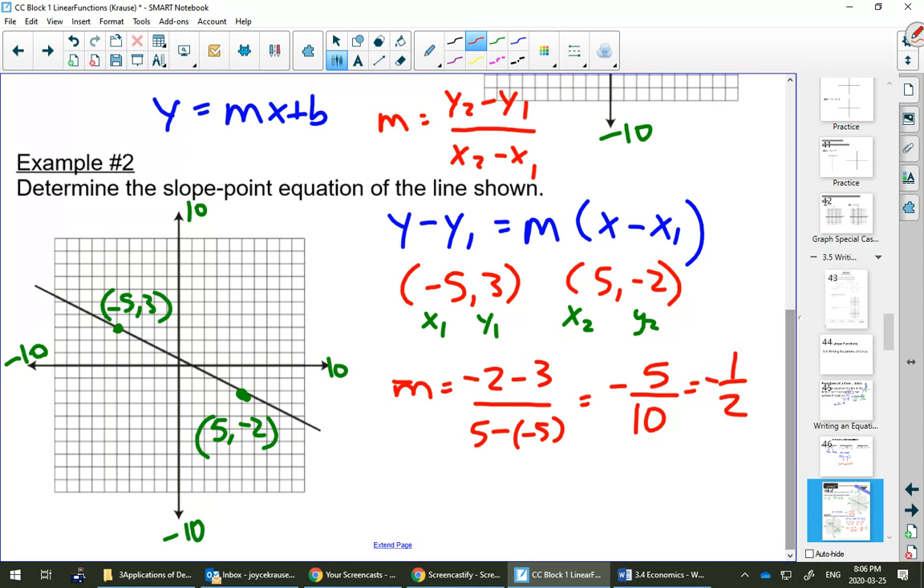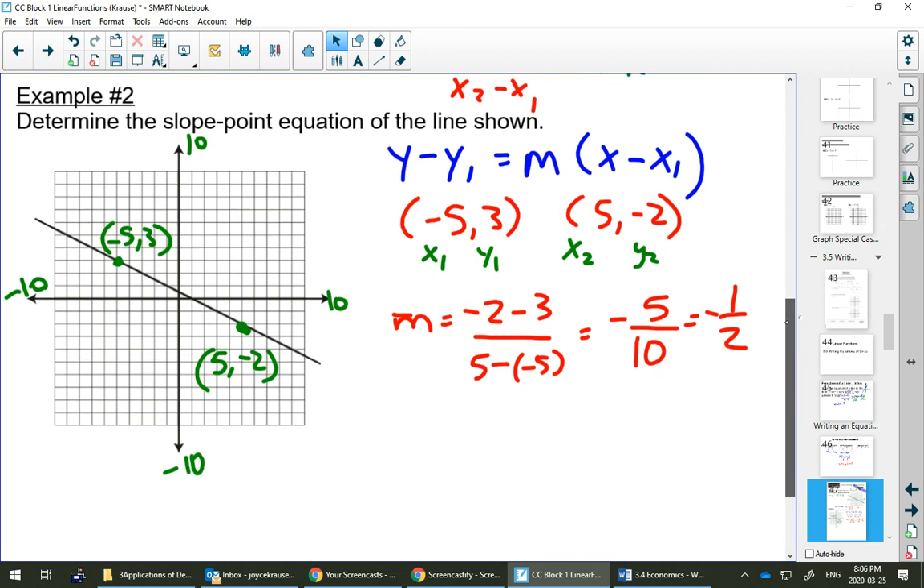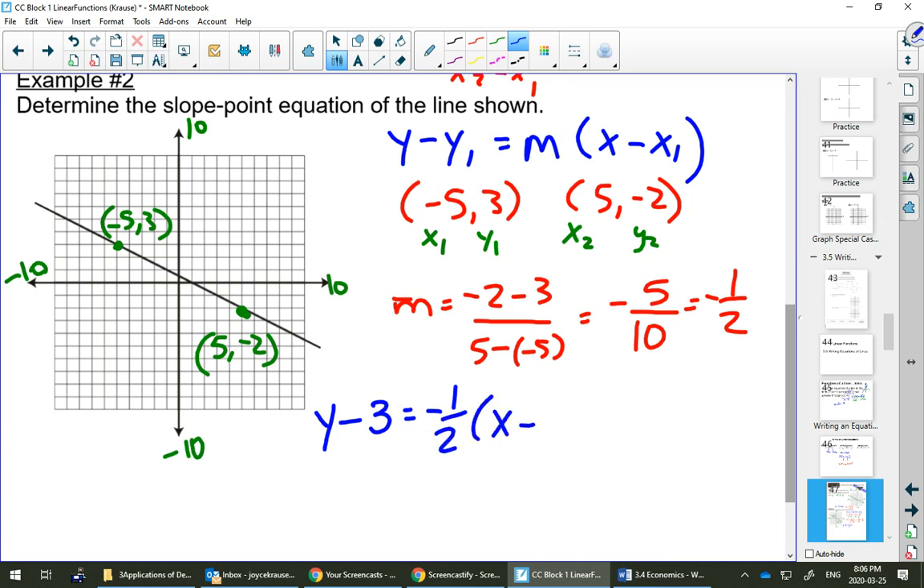Now to build our equation, we go y minus y1 equals m times x minus x1. So I've already chosen -5, 3 as my x1, y1. So writing my equation is going to be y minus y1, so y minus 3, equals m, which is -1/2, times x minus x1. Well, that would be x minus -5. So simplifying, I have y minus 3 equals -1/2 times x plus 5.